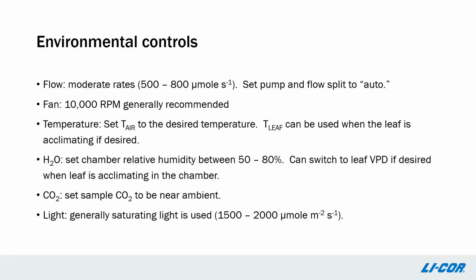Water vapor should be set to keep chamber relative humidity between 50 and 80%. For CO2, we recommend controlling on sample CO2 rather than reference for the purposes of acclimating the leaf. Generally, ambient CO2 is used as the set point. For actinic light, saturating levels between 1500 and 2000 micromoles per meter squared per second are used for most CO2 response curves, unless certain experiments, such as determining C star, are being conducted.